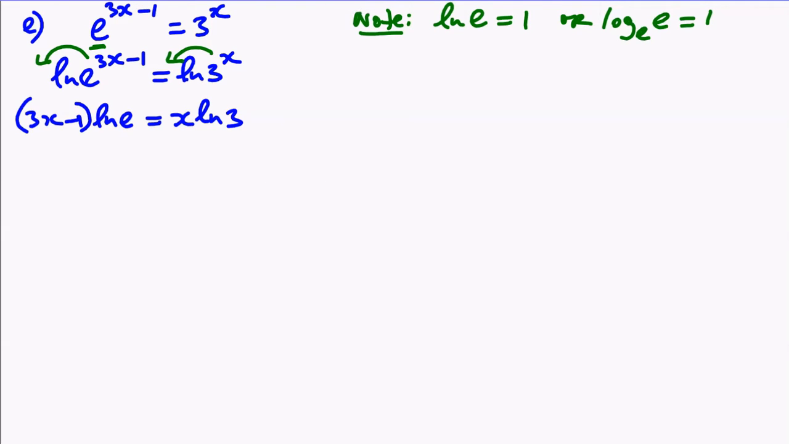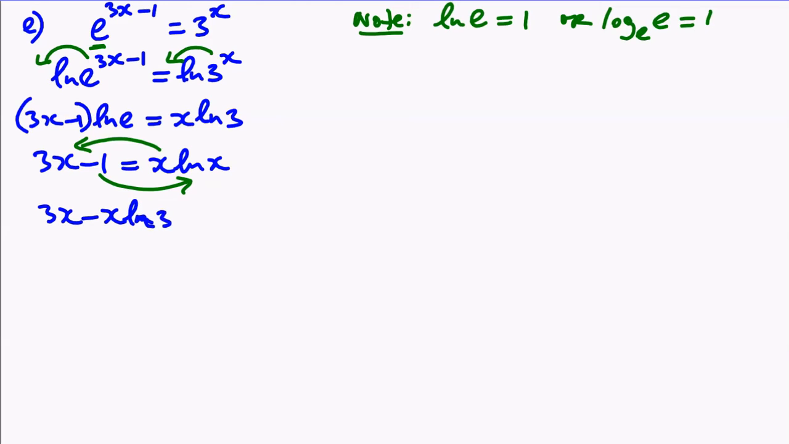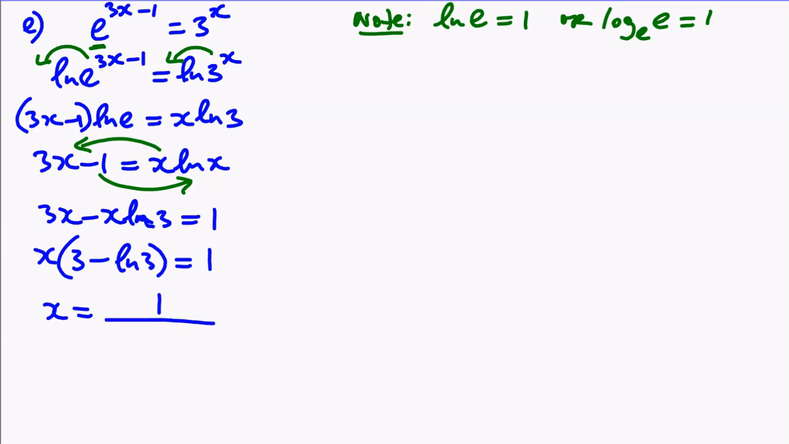Let me just write this again. So 3x minus 1 is equal to x ln 3. What I'm going to do is bring the x's on one side and take 1 on the other side. So 3x minus x ln 3 is equal to 1. Factorize x out, so x(3 minus ln 3) is equal to 1. So x will be 1 over 3 minus ln 3. Now if you plug that in your calculator, you should be able to get 0.526.